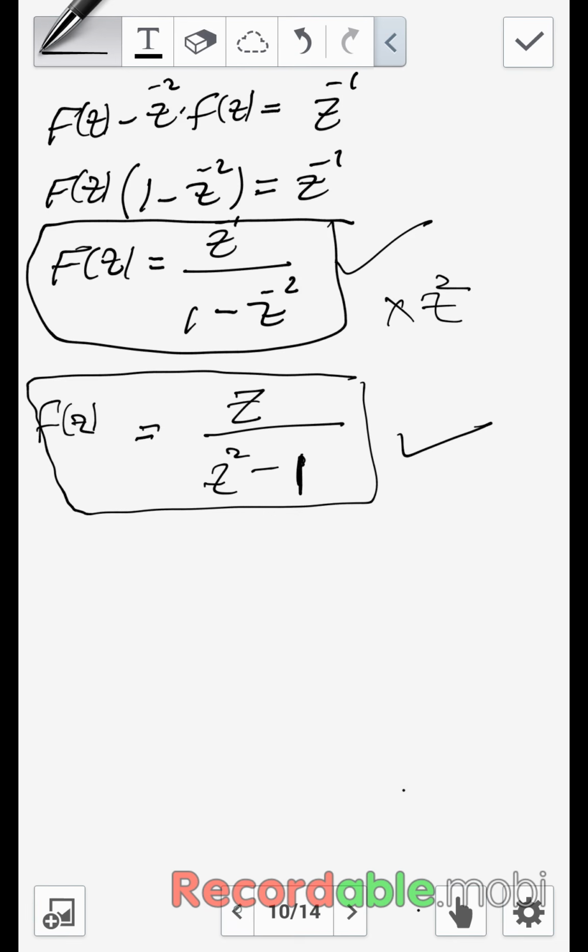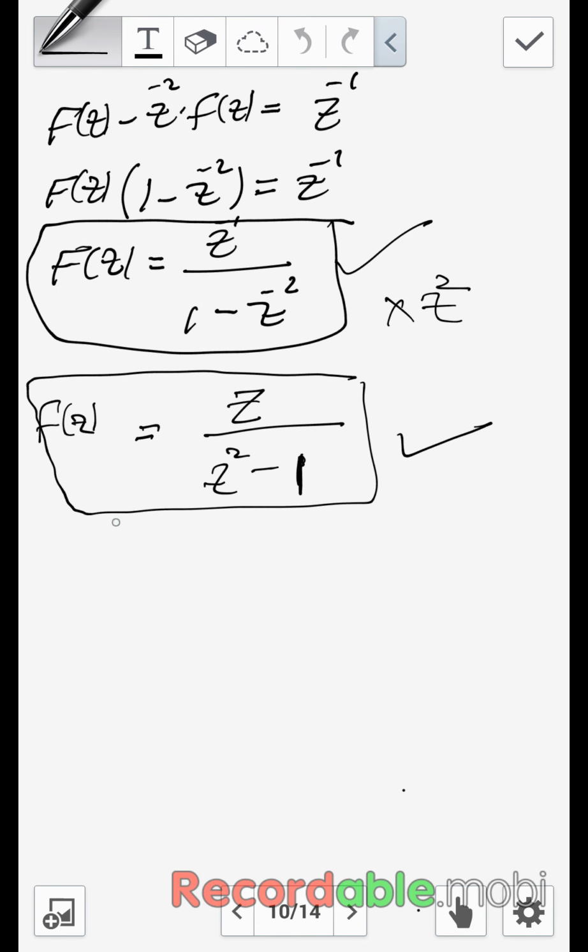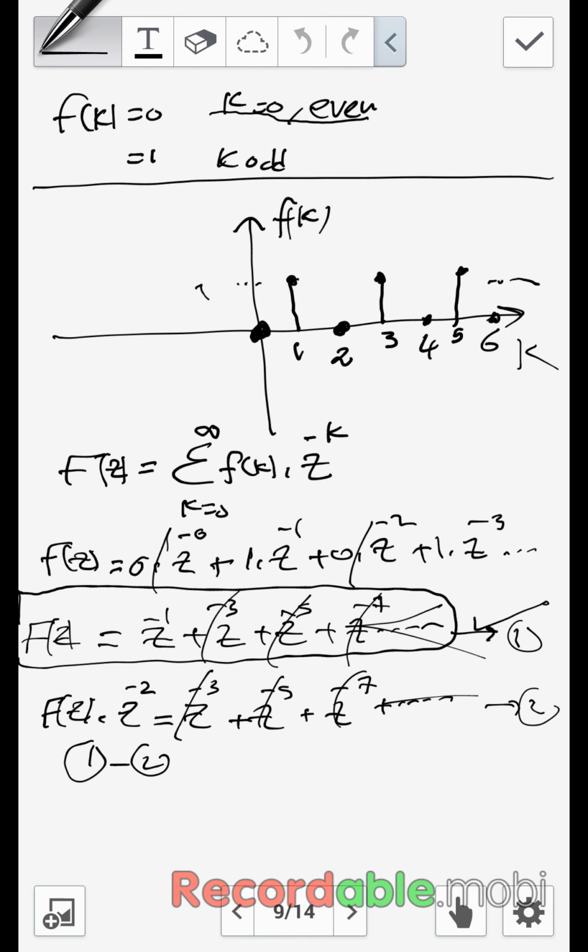To review, we had this sequence f of k, and we needed the z transform of it, so we end up with a closed form solution. And the other one, F of z as a sum of powers of z, is an infinite series. This solution is also a true solution.